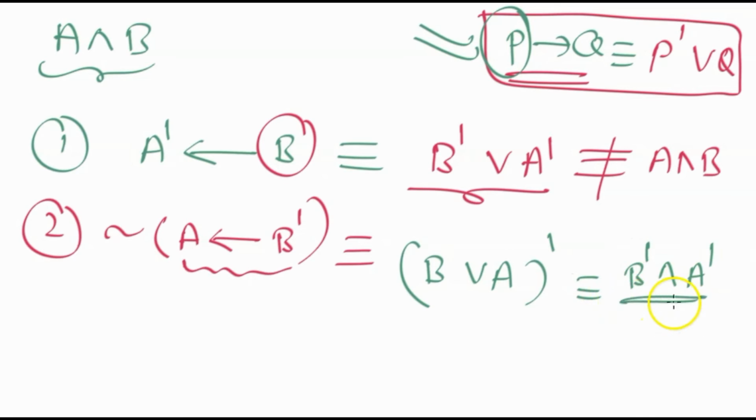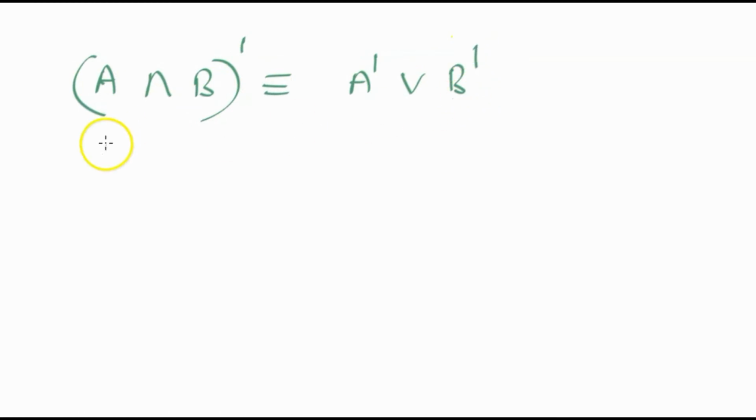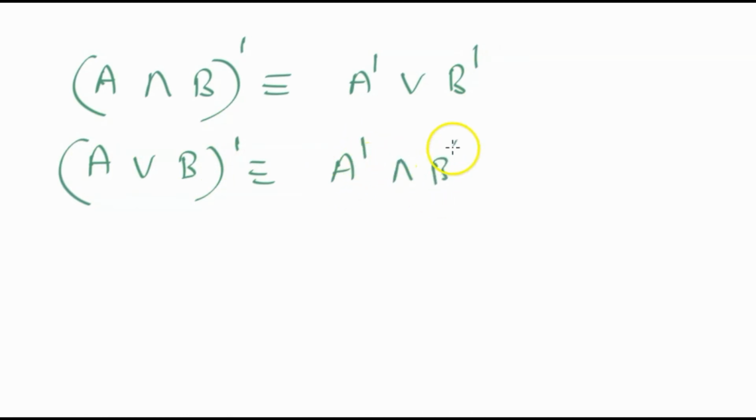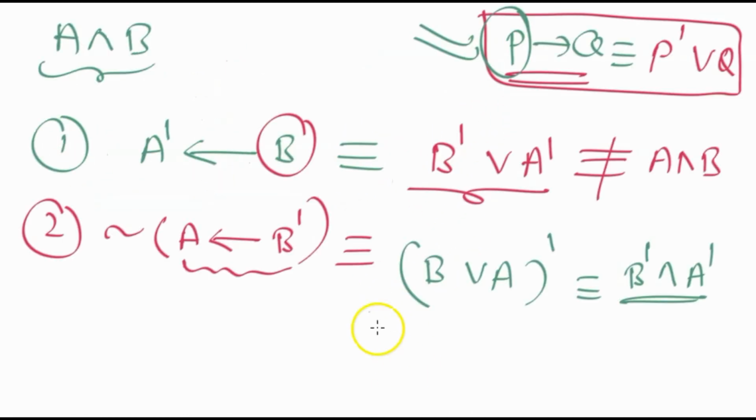We can apply De Morgan's law. You know De Morgan's law: negation of A and B equals negation of A or negation of B. Similarly, negation of A or B is equivalent to negation of A and negation of B. So option B is also not correct, because we want A and B and this is giving us A dash and B dash.